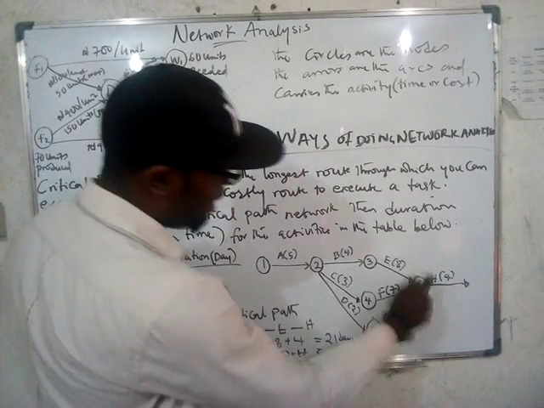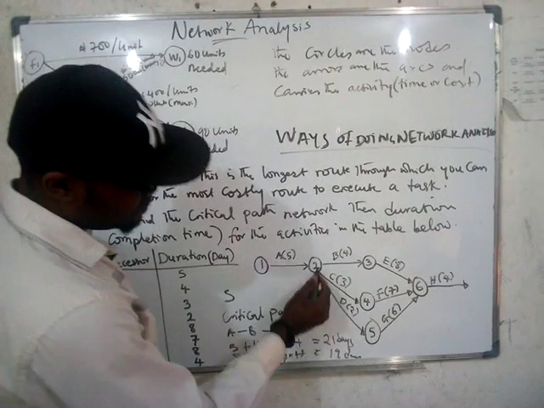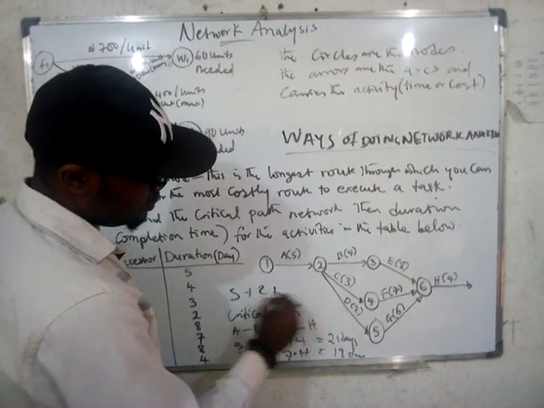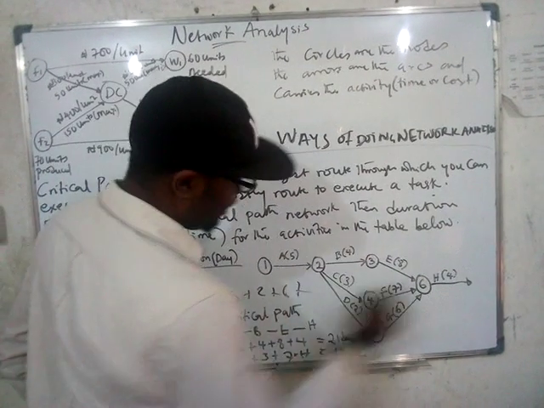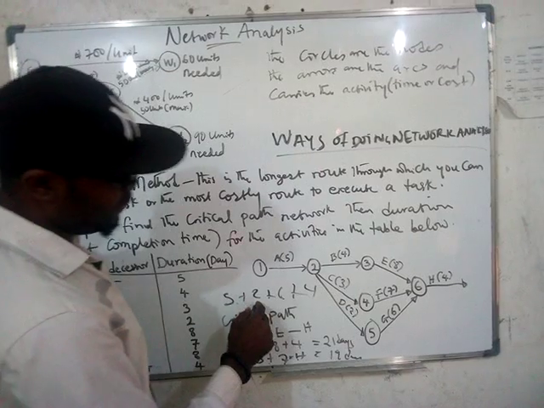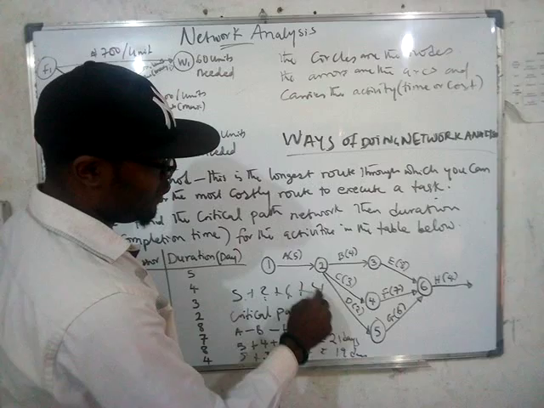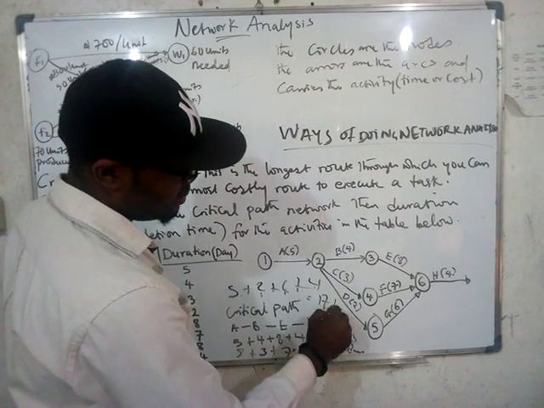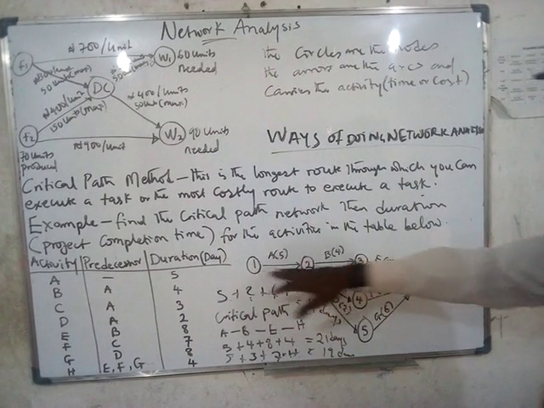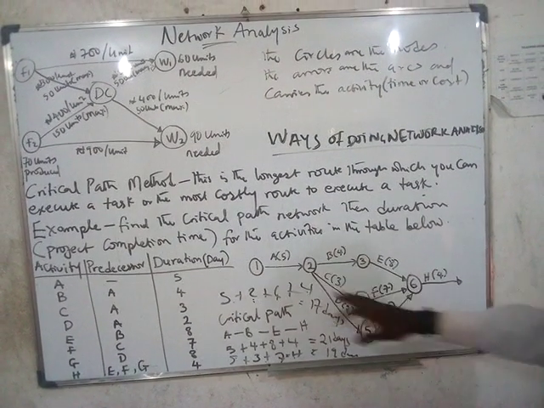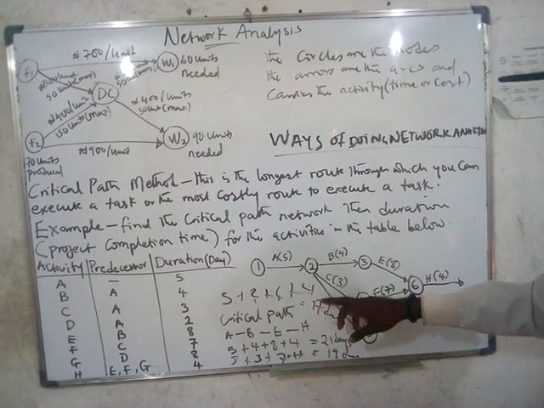If you check another path, this other path, you have A is 5, D is 2, G is 6, H is 4. So you have 5 plus 2, 7, 7 plus 6, 13, 13 plus 4, 17. So we have 17 days. So you see that the 3 paths are: either you go from here, there, or you go like this, or you go like this. This one is 17, this one is 19.